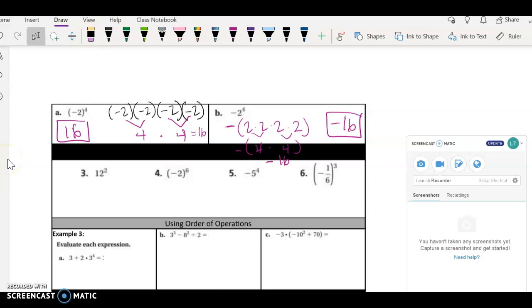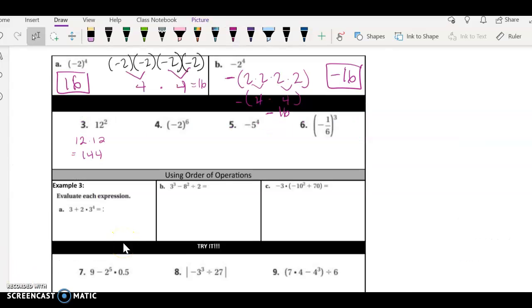All right, so we have 12 squared, which means we're just going to do 12 times 12, which gives us 144. Then we have negative 2 in parentheses, so that means our whole base is negative 2. So we're going to multiply negative 2 6 times.